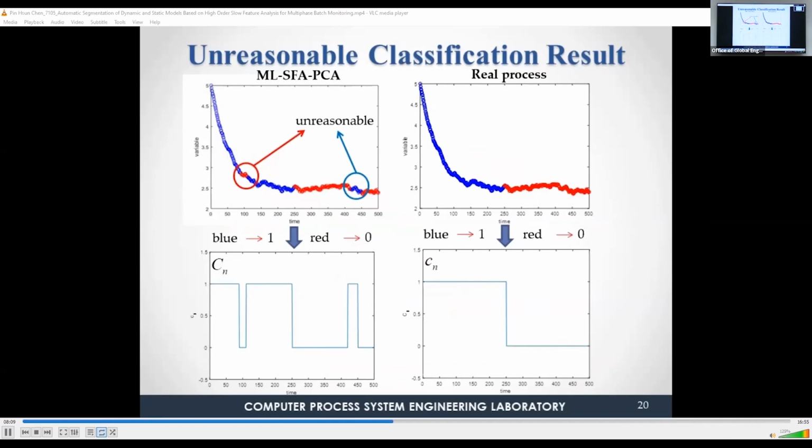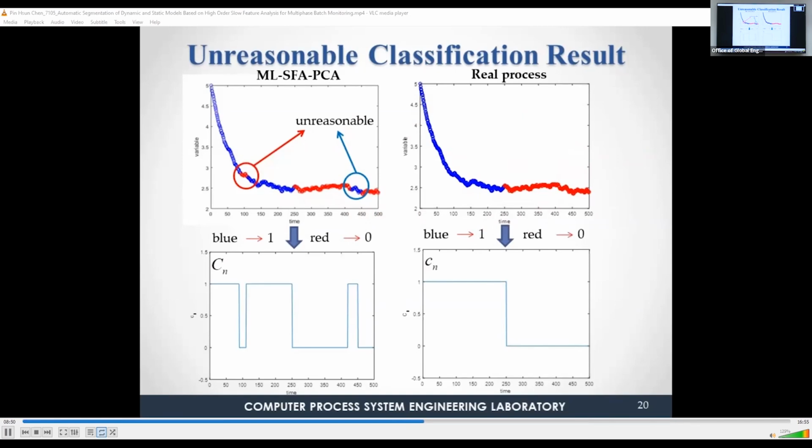When there is interference, there may be unreasonable classification, as shown in the left figure. It is impossible to switch from a dynamic process to a static process and then immediately switch back to a dynamic process within a batch. Based on this, these two paragraphs are unreasonable. The real process should be as shown in the figure on the right. After a certain point in time, the process changes from dynamic to static.